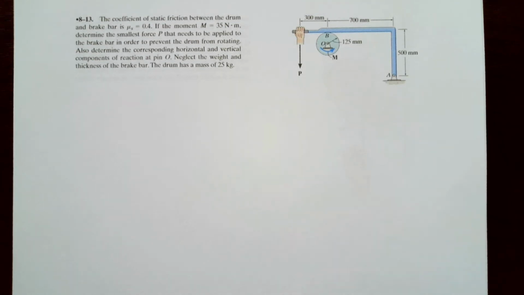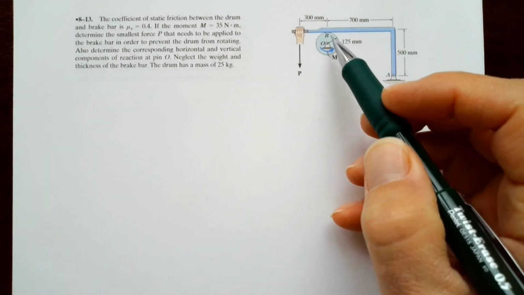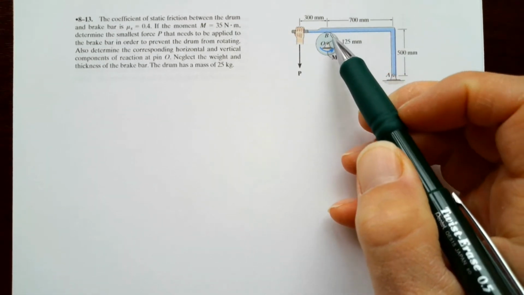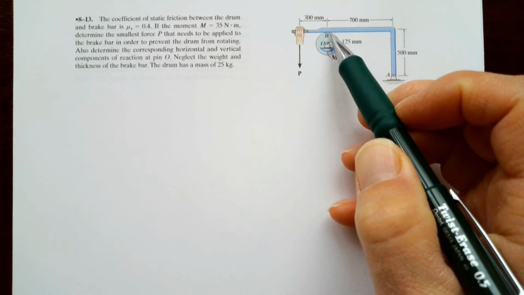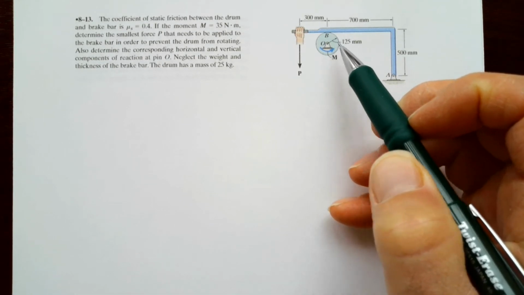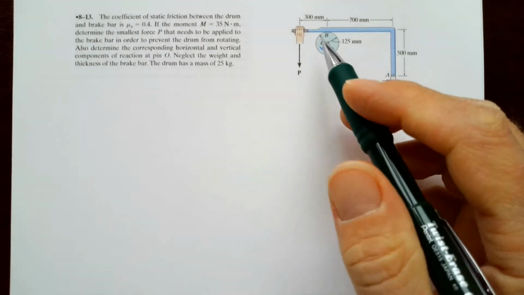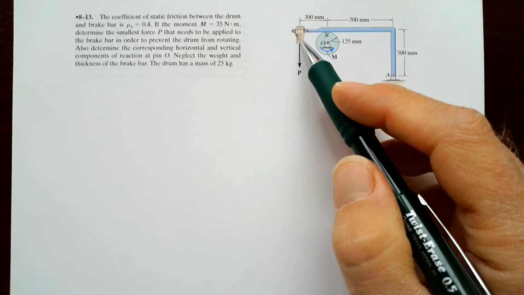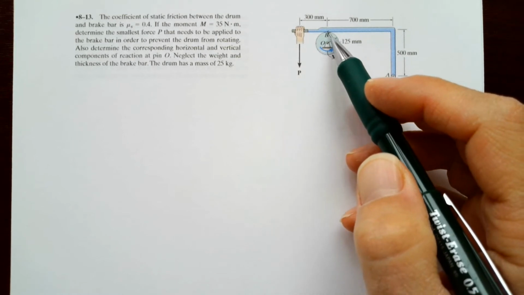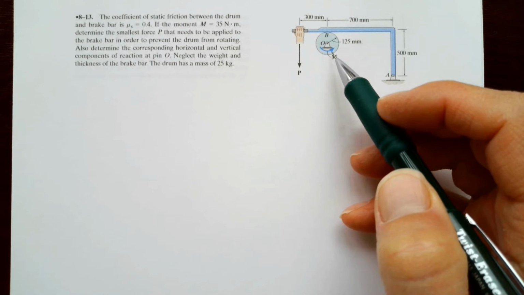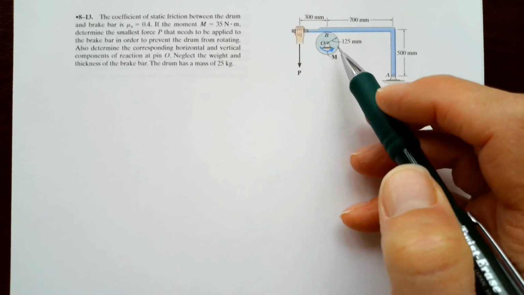Problem 8-13. The coefficient of static friction between the drum and the brake is 0.4, and a moment of 35 is applied. Determine the smallest force P. So we pull down on the brake here, which causes friction here, and keeps the drum from rotating.